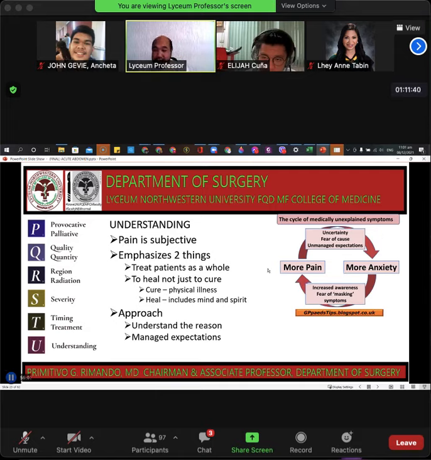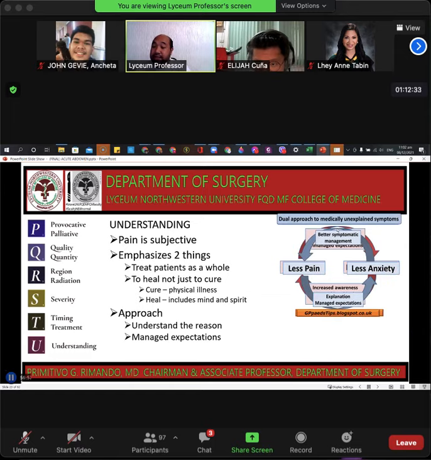You see here in the image the cycle of medically unexplained symptoms. The patient is complaining of pain. And of course, when that patient feels the pain, there is uncertainty, there's fear of cause, there are unmanaged expectations. So the patient becomes anxious. He goes to Google, reads up a wrong article, and now the patient feels that he or she is dying, because Google told him or her that she will die in a few days. So the patient has more pain. It's a vicious cycle. So our approach should be to give a better explanation, to manage the expectations, and the patient will start to feel less pain.